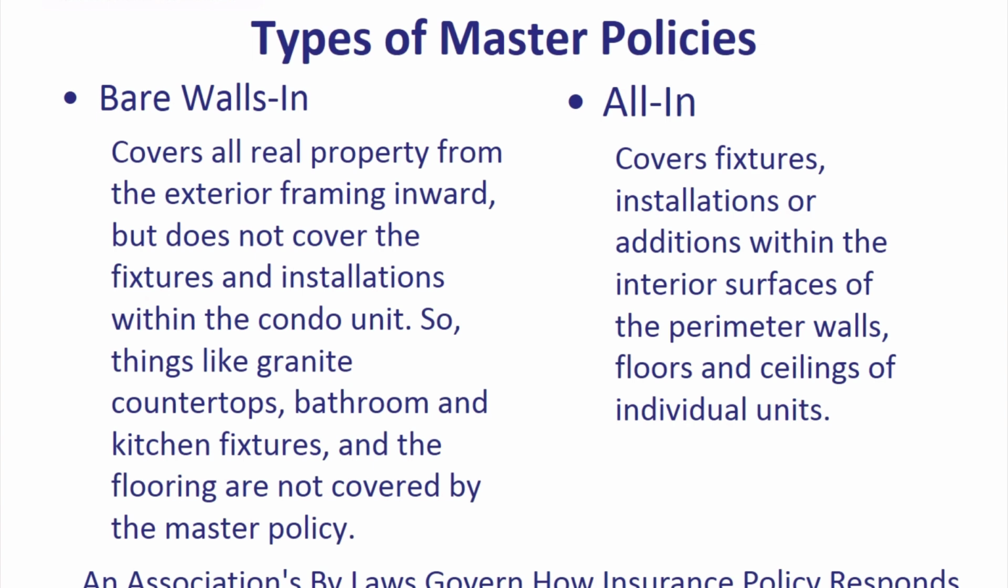Are we supposed to be covering everything all in, including the fixtures and additions above builder's grade, or just builder's grade material? Or are we looking at more of a bare walls policy, where it covers all real property from the exterior framing inward into the paint, as they usually say? There are a lot of different factors at play, so be cognizant of what type of policy you're supposed to have as dictated by the bylaws that govern the association. Your insurance provider can then help you craft the correct policy.